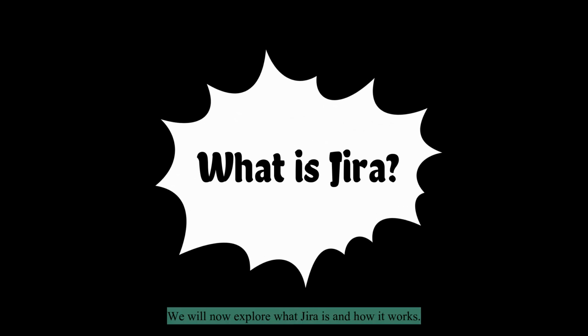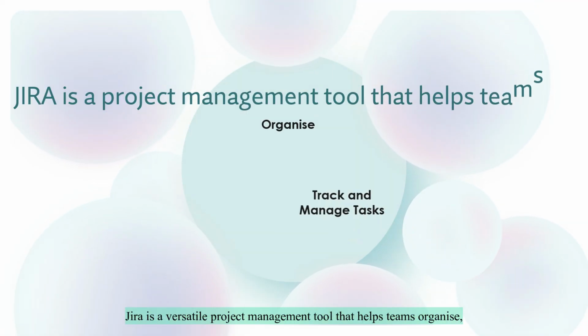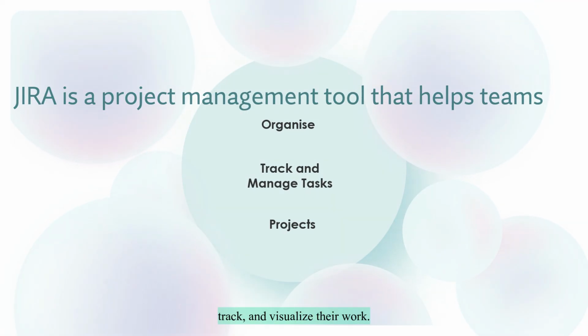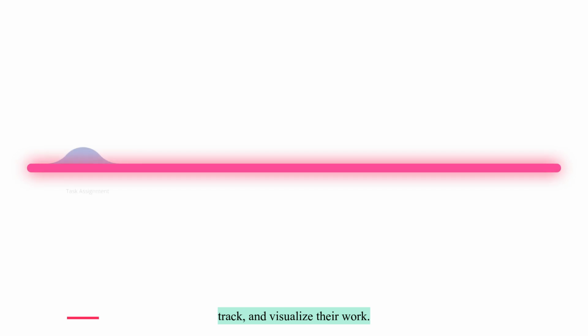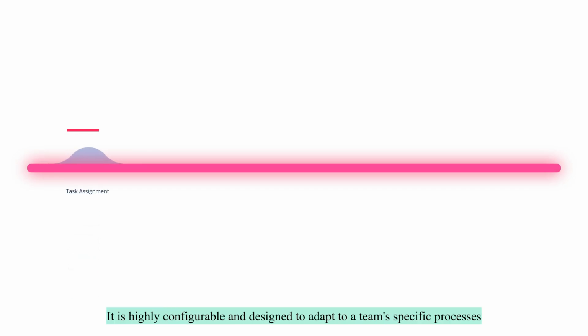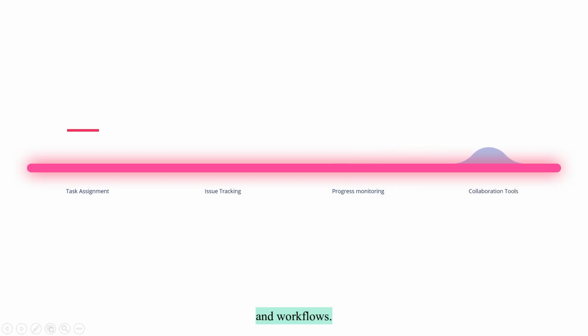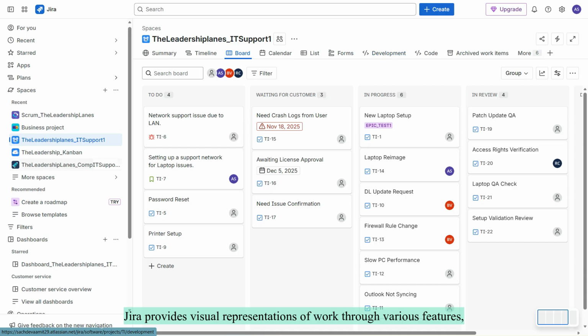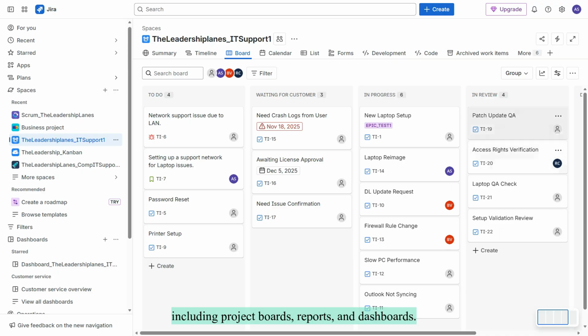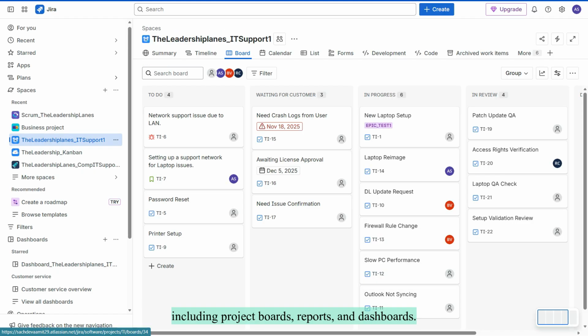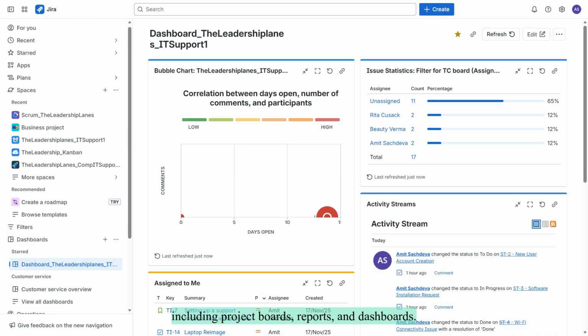We will now explore what Jira is and how it works. Jira is a versatile project management tool that helps teams organize, track, and visualize their work. It is highly configurable and designed to adapt to a team's specific processes and workflows. Jira provides visual representations of work through various features, including project boards, reports, and dashboards.